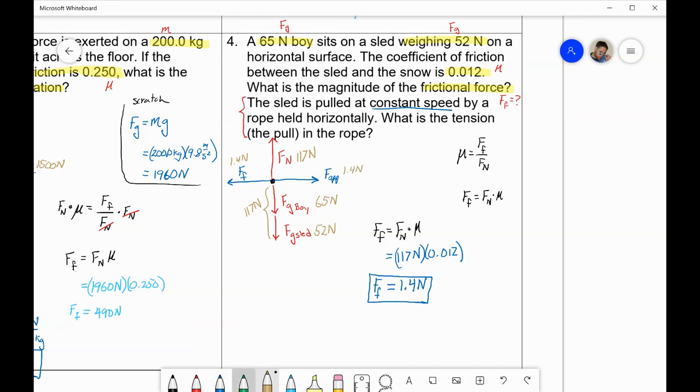So the pulling force in the end, the tension on the rope being pulled, that's just the force in the rope. The tension is also going to be equal to the force of friction, but in the opposite direction, right? And that's going to be equal to 1.4 newtons. No additional calculation needed, just understanding what is going on in the problem itself, recognizing that if there is a constant speed, therefore those two forces must be equal, and the tension in the rope pulling must be equal to the frictional force. That's problem number 4.